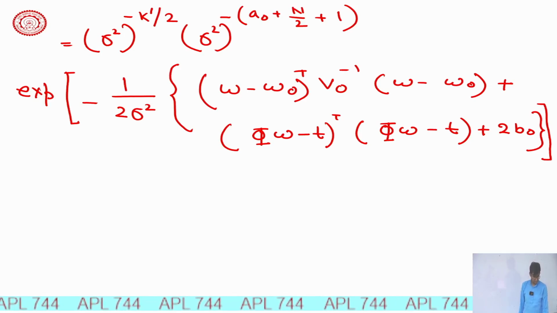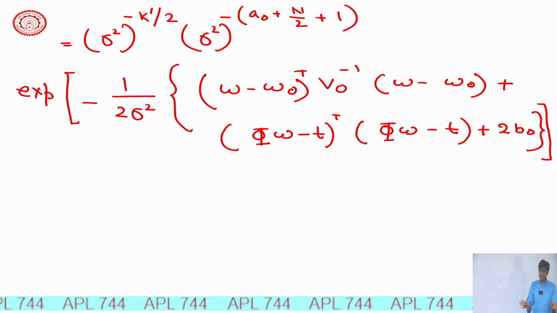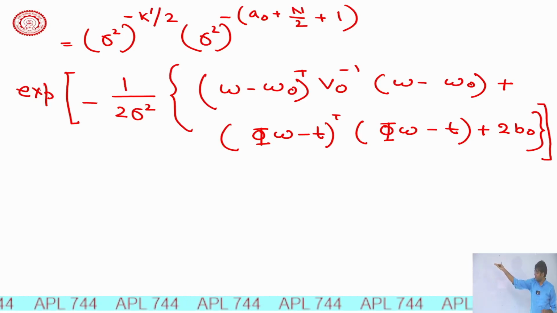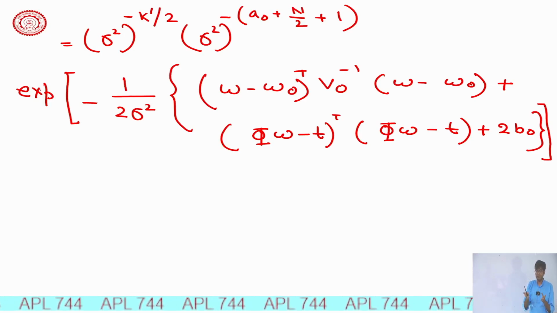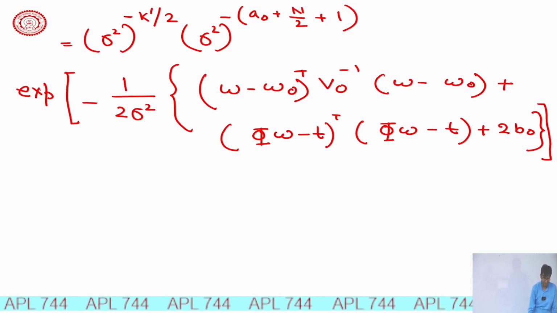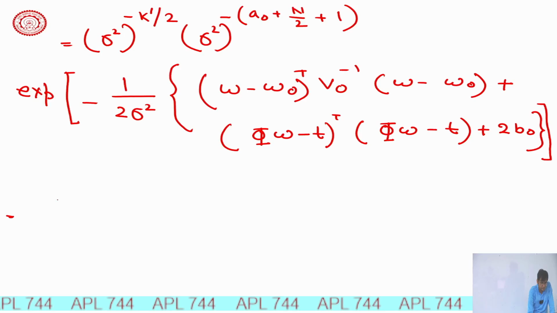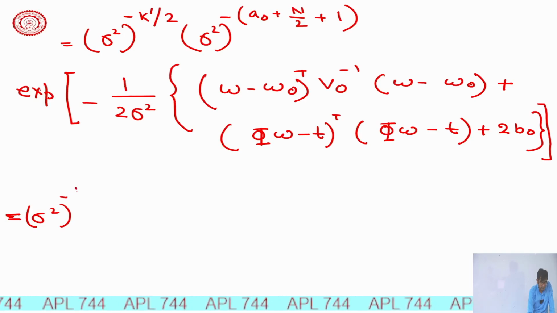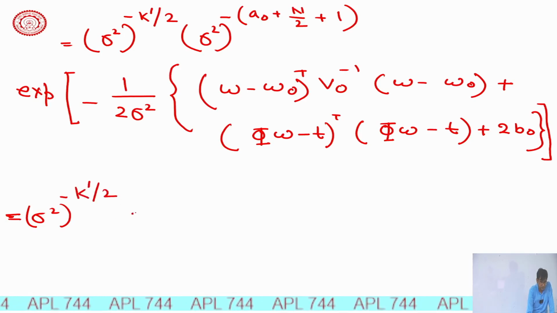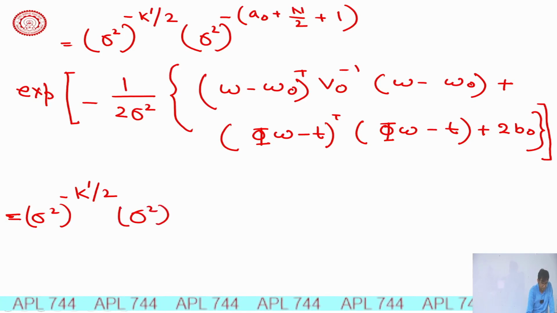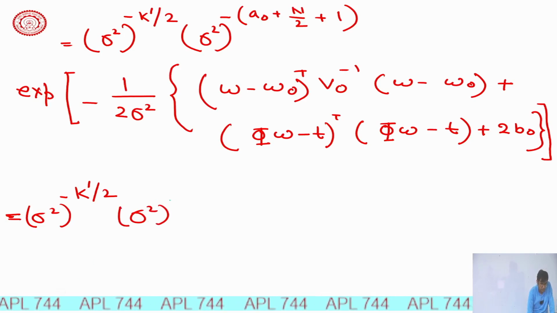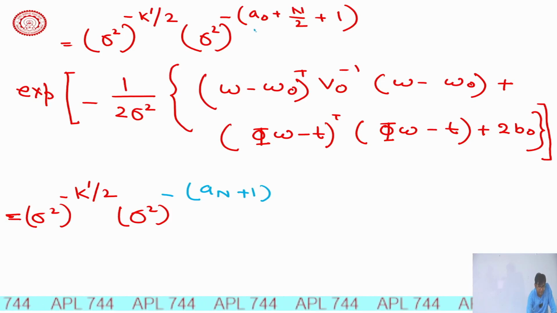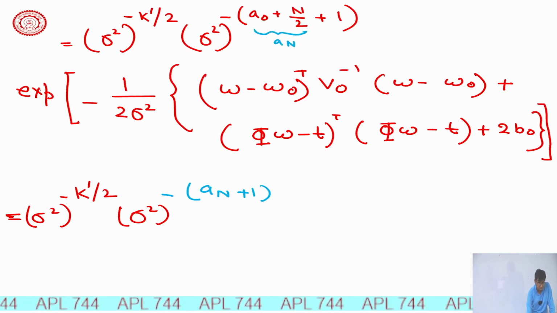And now, let us open the bracket inside the exponential, that is all I care about now. So, all those things I will write in quadratic form like we do in Gaussian, W transpose W and all those things. So, this is then equal to sigma square to the power minus k dash by 2, sigma square to the power minus a n plus 1, where this I am now writing as a n. Okay.